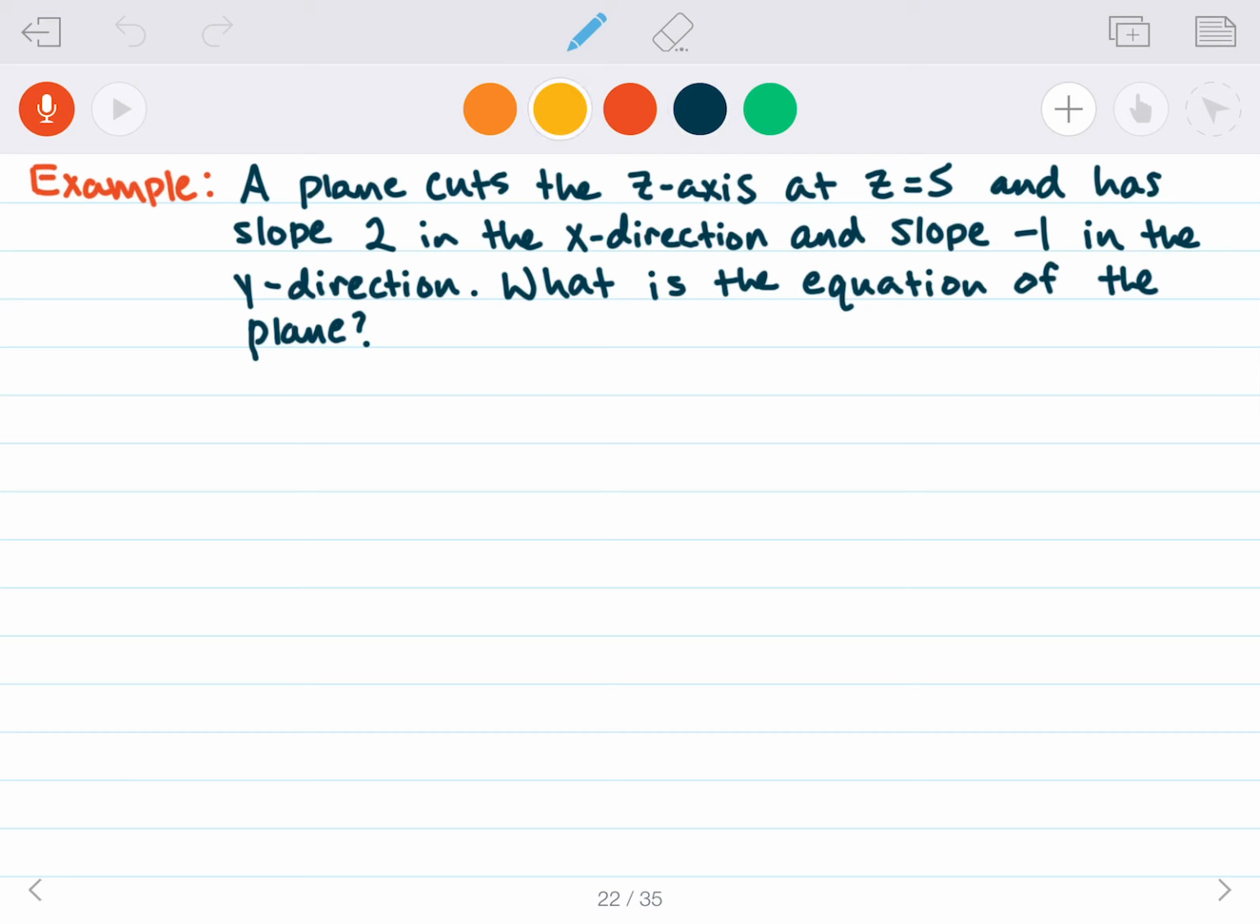Alright, let's do another example. A plane cuts the z-axis at z equals 5, and it has a slope of 2 in the x direction and a slope of negative 1 in the y direction. What's the equation of the plane?